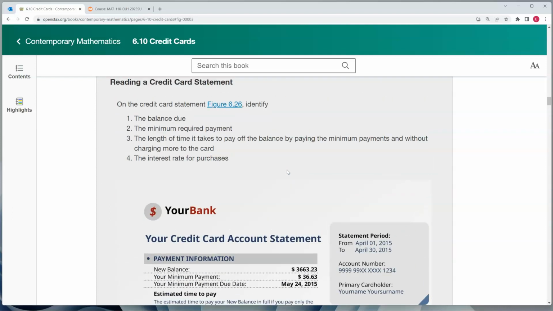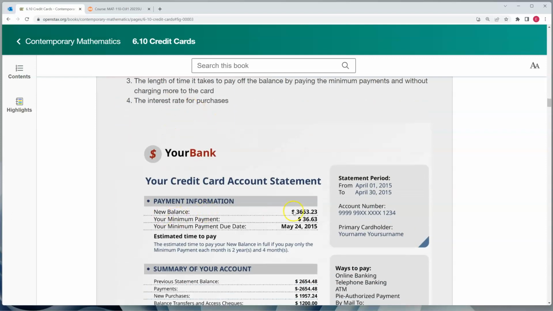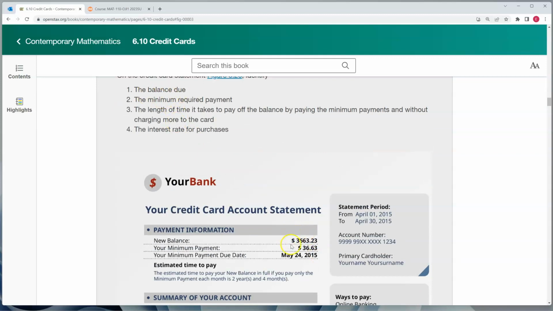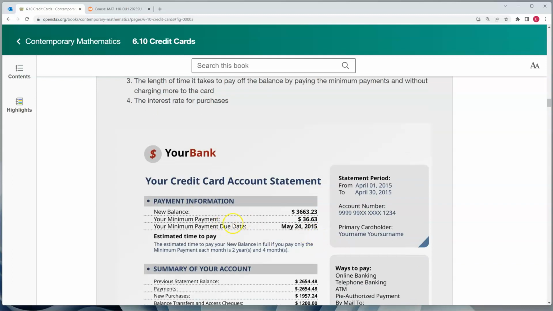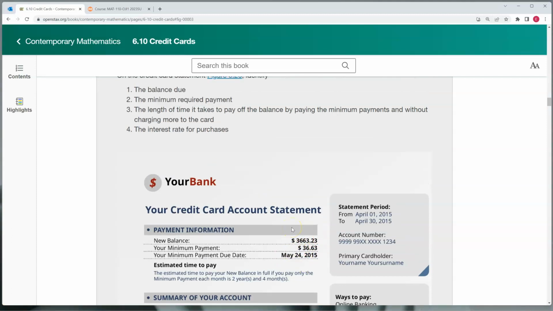So let's look at this credit card statement down here. It's a little different. Like I said, every credit card's different. So what is the current balance, or the balance due? For this credit card, we're looking at $3,663.23. And so the minimum payment is $36.63. So what that tells me is this credit card has a 10% minimum payment. So if you just do 10%, move the decimal place, I guess that would be 1%. Just move the decimal place 2 places, then you're looking at a $36.63 minimum payment. The payment is due on May 24th.